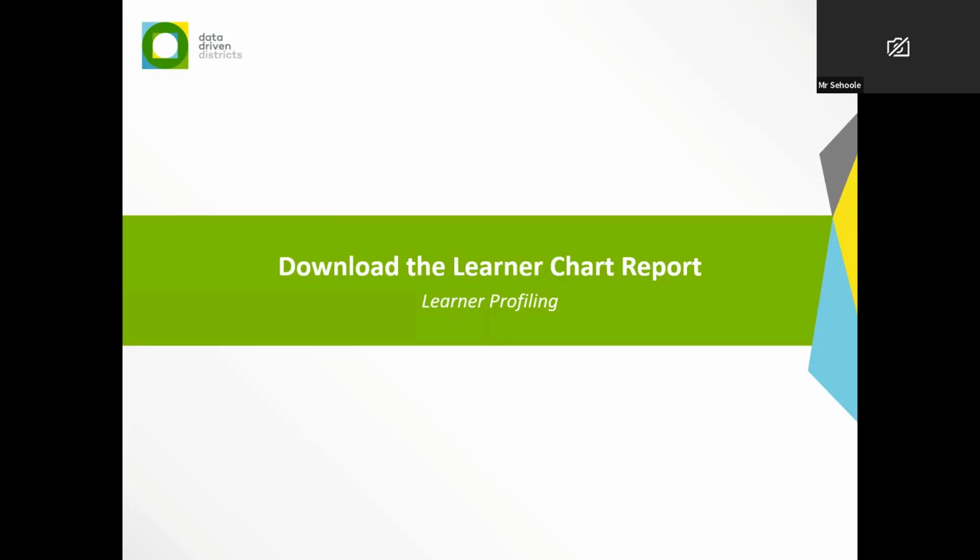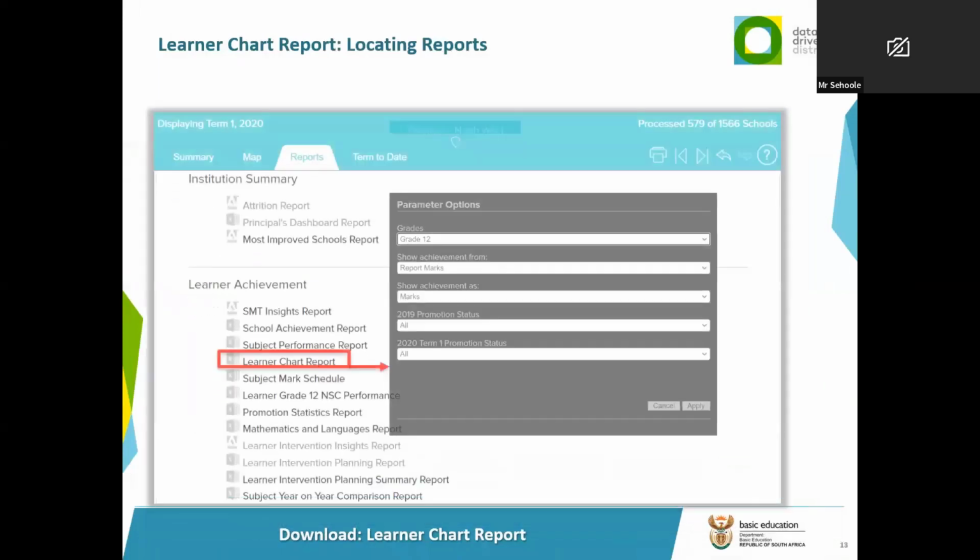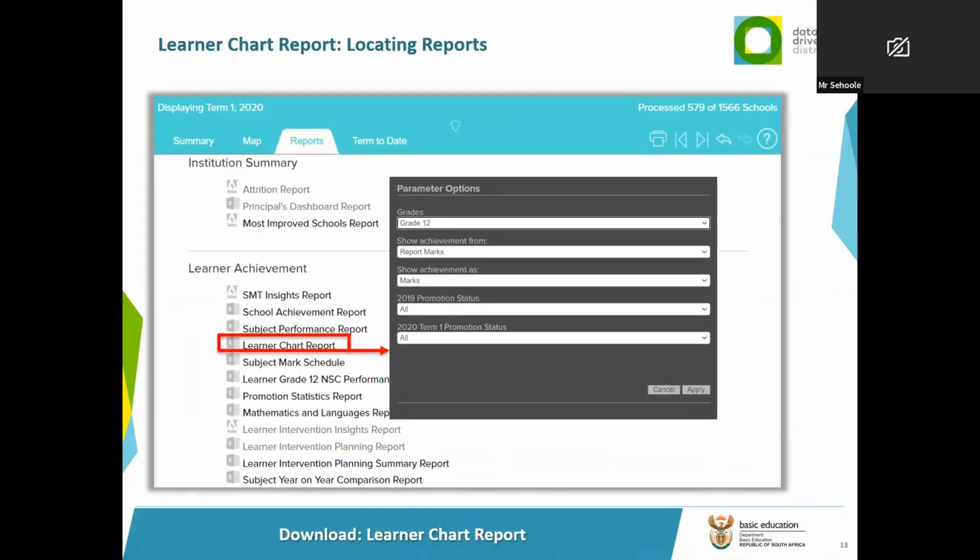So in that Triple D Dashboard, this is what we discovered. It gives you a summary of the school, the map, and so forth. And the most important one is the reports. The reports are there. Under learner achievements, the SMT can get insightful information about the reports, school achievement, and subject performance. Also, mark schedule, learner grade 12 and CS performance, promotion statistics report, mathematics, language, and report. And the most important one is the learner chart report. That's where I landed, and then I was able to get information about my school's learner performance.